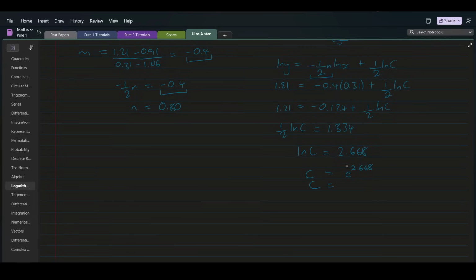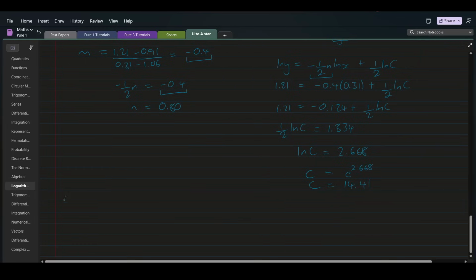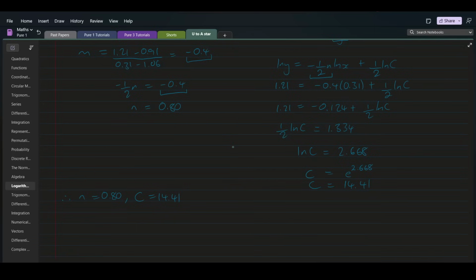Punch this into the calculator. That's e to the 2.668, and that gives us 14.41, correct to 2 decimal places, and we can conclude that therefore n is equal to 0.80 and c is equal to 14.41, and this would be our final answer.